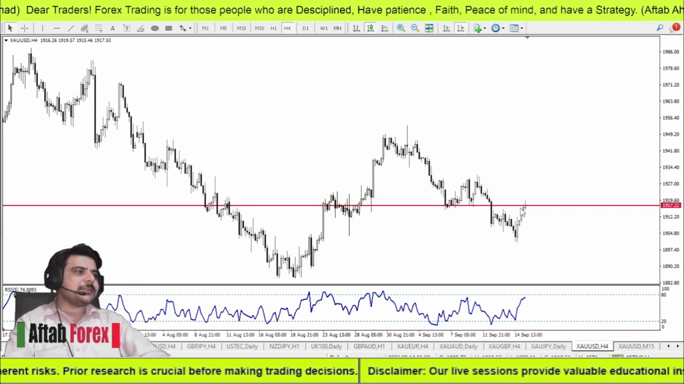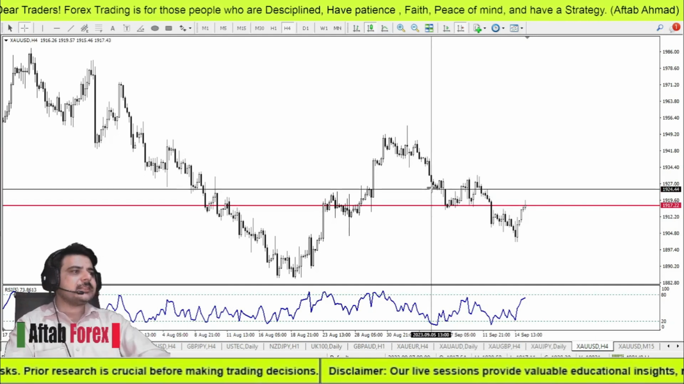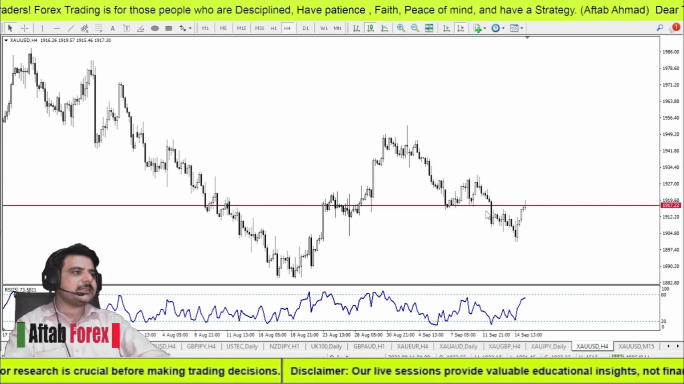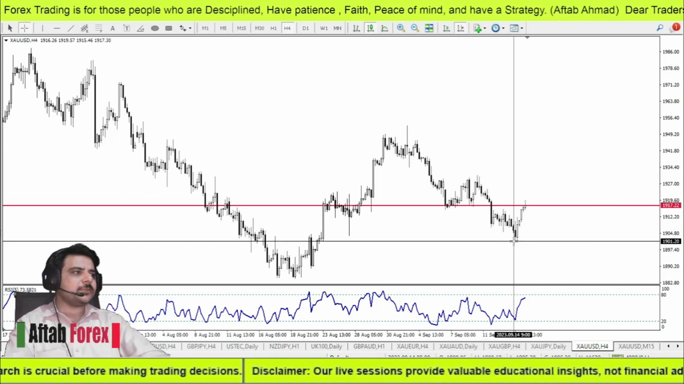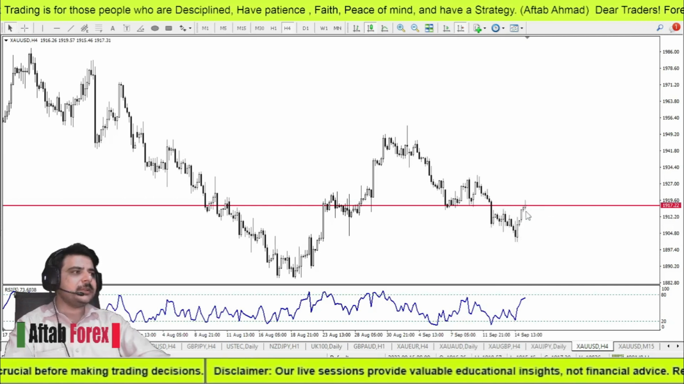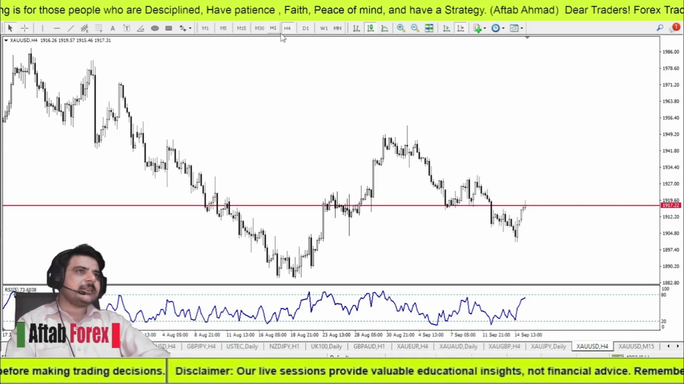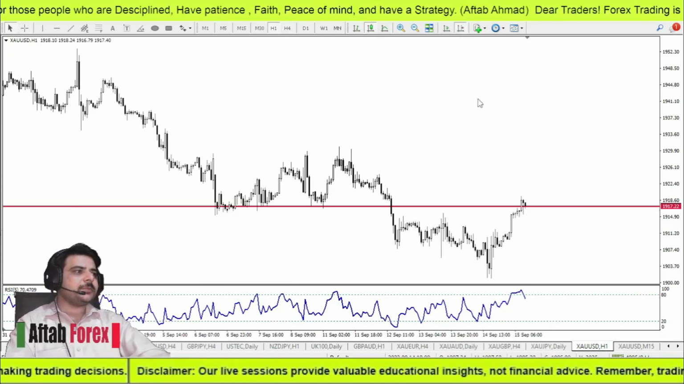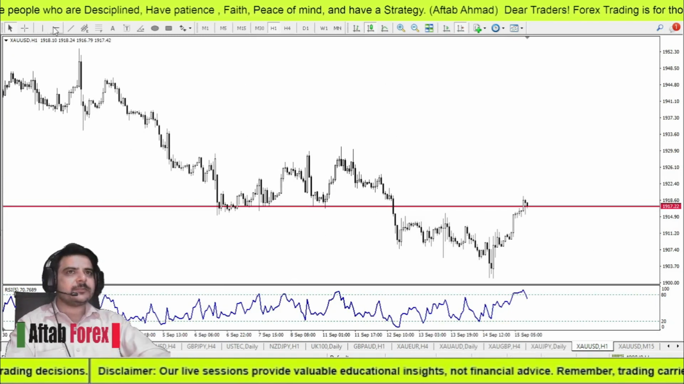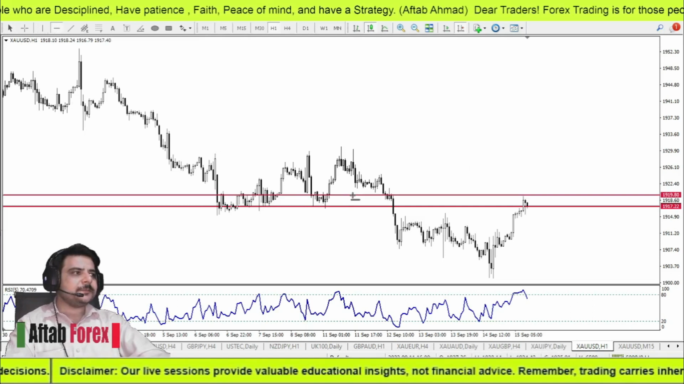So what right here? If we see, this is a break of structure. Right here, a break of structure. From yesterday, the market continued back up. And for the day, technically, it should be dropping on the H1 from this level.